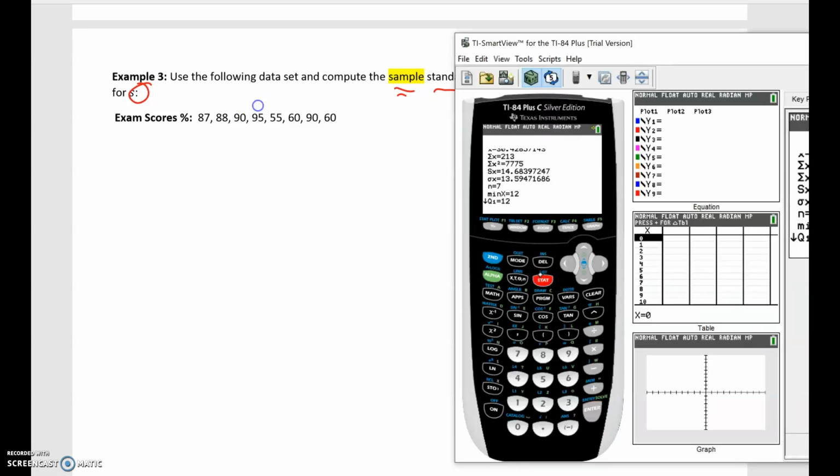So please enter the data set, and you can put it in any of the lists. In this case, I have it as L1, and let me double check that there are no errors in entering the data set. It looks good. And then the first step is I need you to run a one variable stats, and we're going to run it under L1.